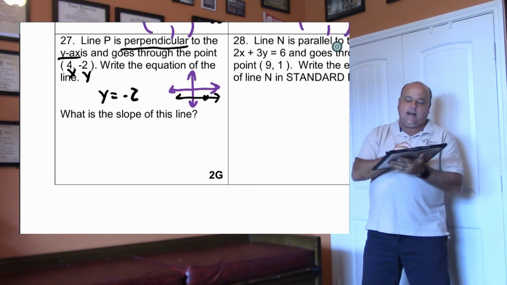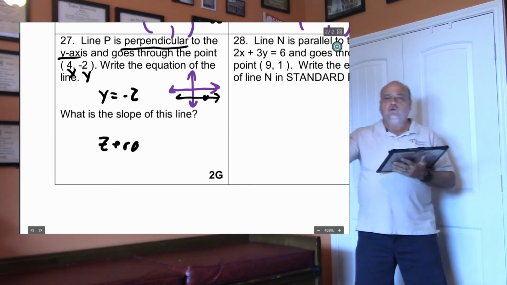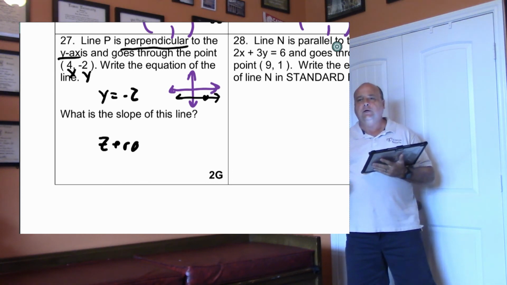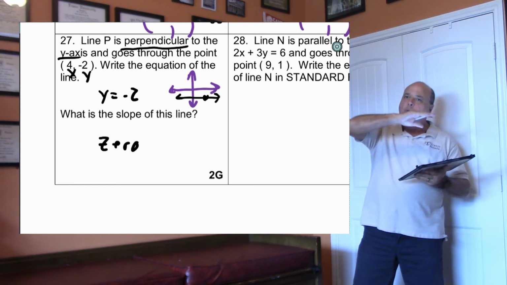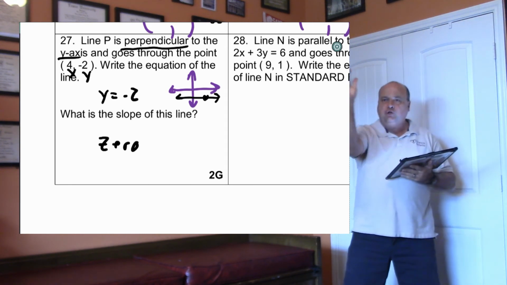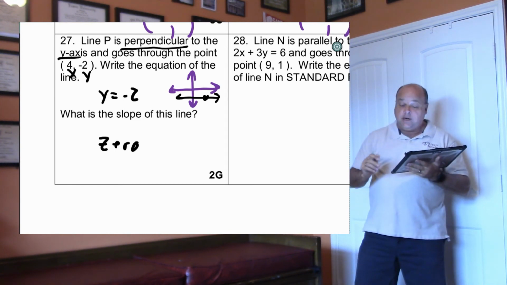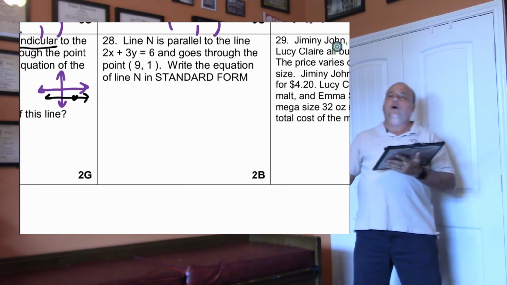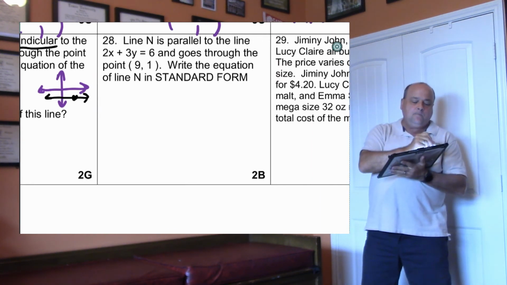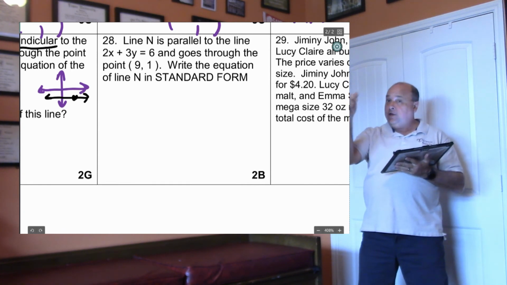A y equals line has a 0 slope. So try to draw a picture of that, okay? And then draw what perpendicular or parallel means, and then you should know a flat line is a 0 slope, straight up and down line is undefined slope. Number 28. Oh, this is so much fun. Okay, this is one of the harder things you did in the fall.